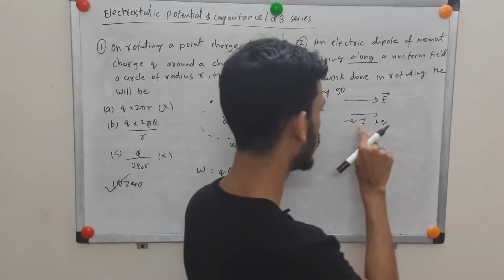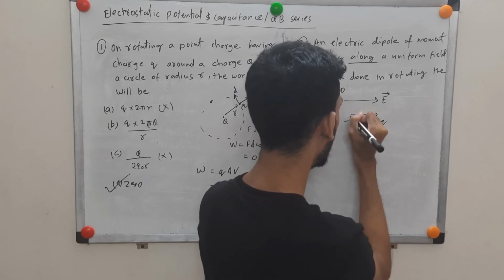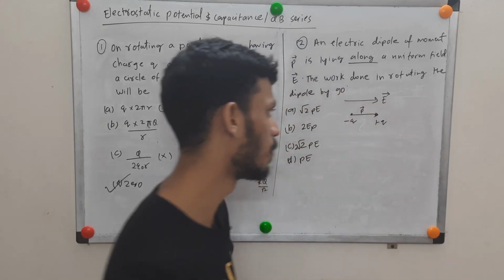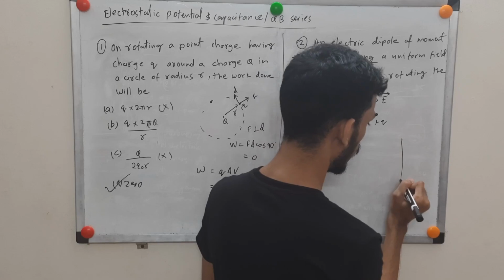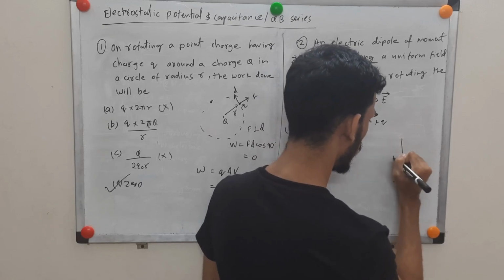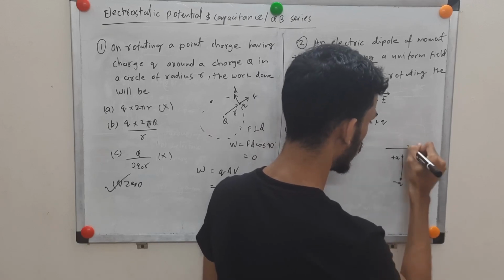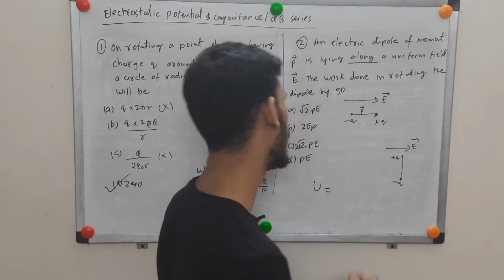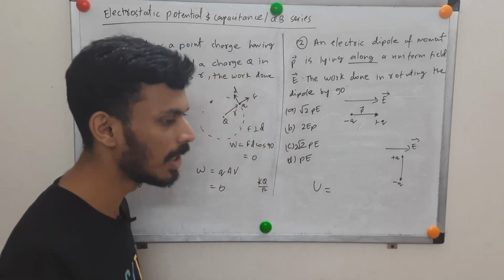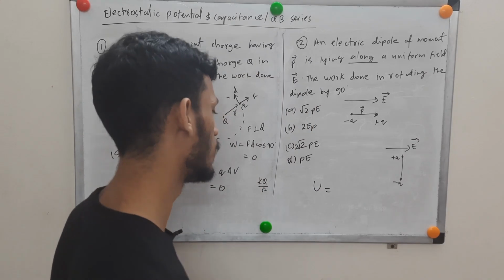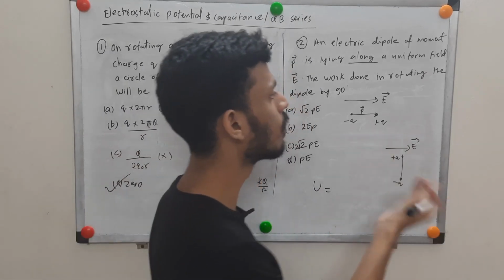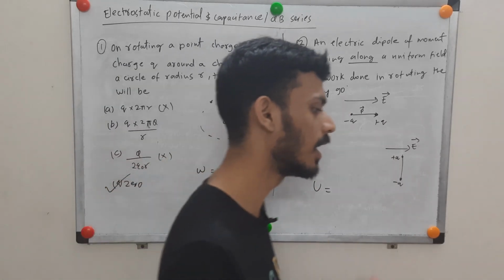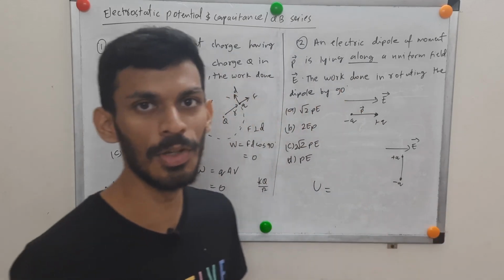So the initial configuration is this dipole, minus q plus q, with the dipole moment from minus to plus. Then we are rotating it, and the field is like this. So what is the potential energy? You might directly know the formula for this, but you could also look for the change in the potential energy, since the electrostatic force is conservative, and the change in the potential energy will give you the work done.